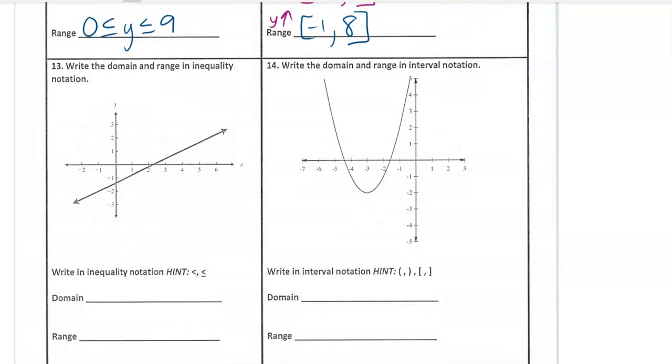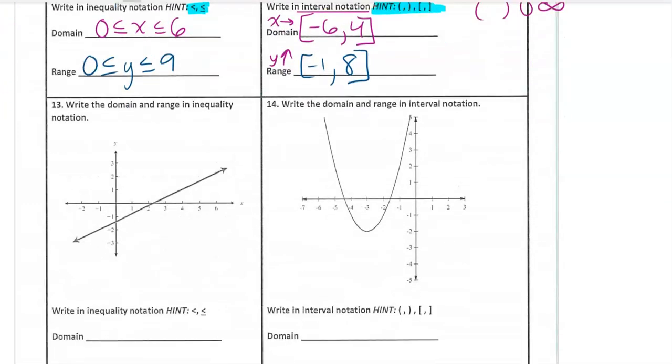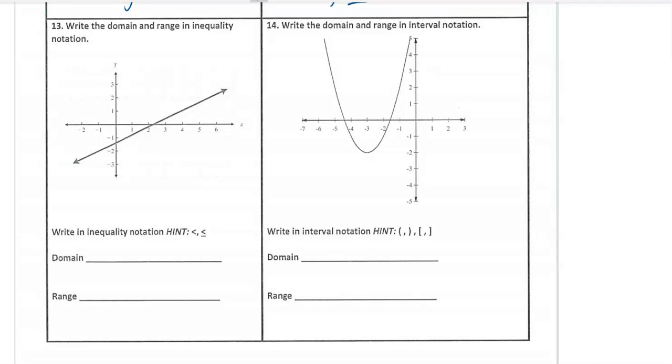Number 13, write the domain and range in inequality notation. Okay, same as above with the less than or equal to. So, domain, x values from left to right. Range, y values from bottom to top. So, as the x values increase, I look at our lowest point here, and it's an arrow. So that means we're starting at negative infinity. So we say less than. As the x values increase, where is our graph headed? Positive infinity. It's the arrow.